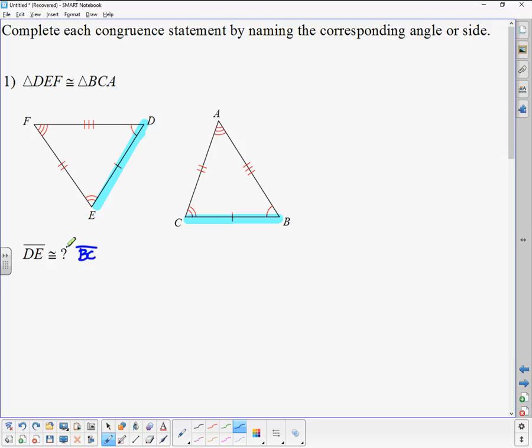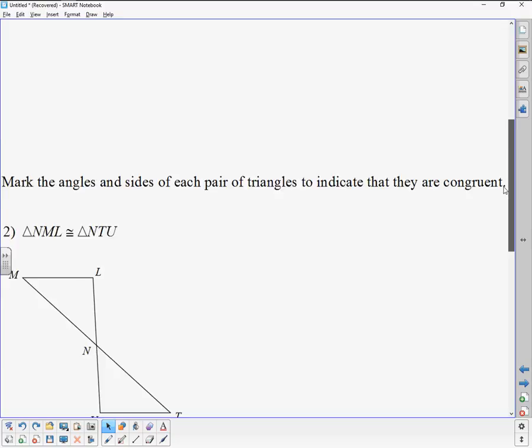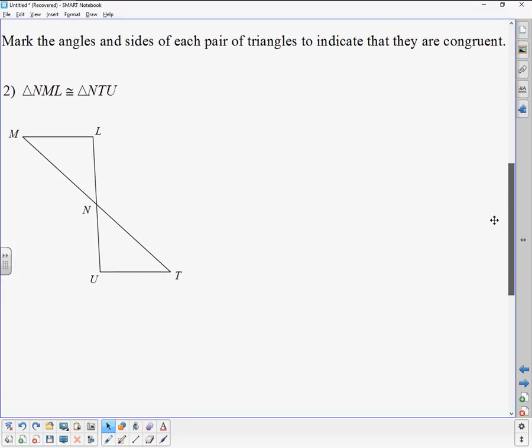And that's it, I answered the question. The line segment DE is congruent to line segment BC. And that's it. You answered the question already. Okay. Next example is the following. Mark the angles and sides of each pair of triangles to indicate that they are congruent.